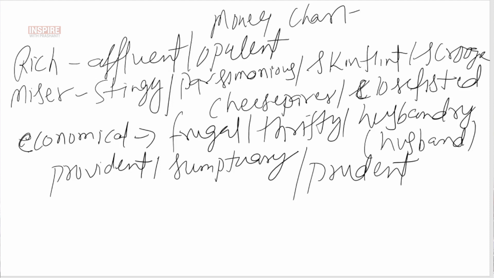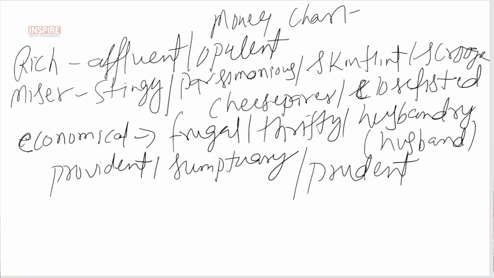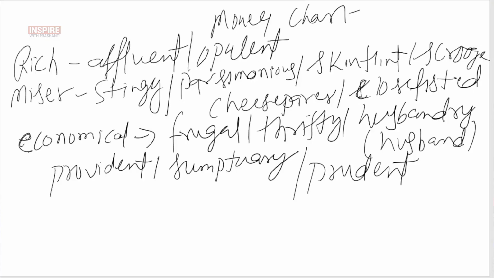Now prudent would require an additional amount of attention, but just recalling all the words that you need to know for the people who are economical: frugal, thrifty, husbandry. Husband means to economize resources, and if you remember animal husbandry, that means economical conservation. That was the whole idea. Provident fund, provident, sumptuary, and prudent.